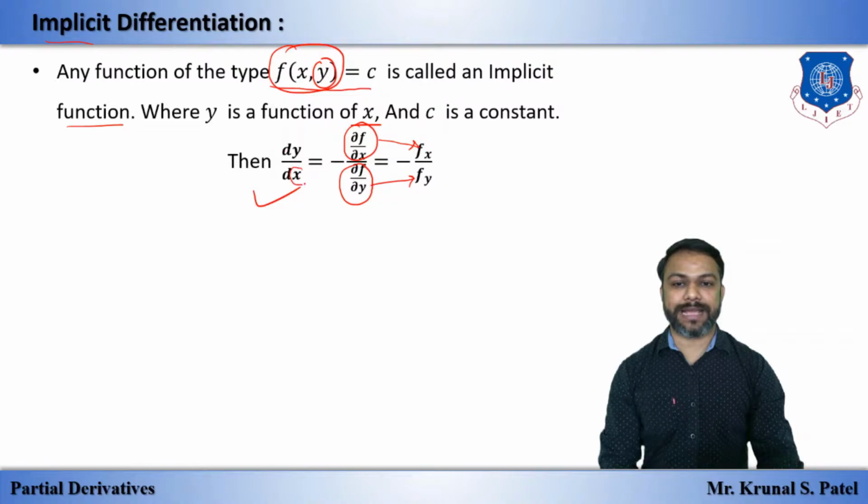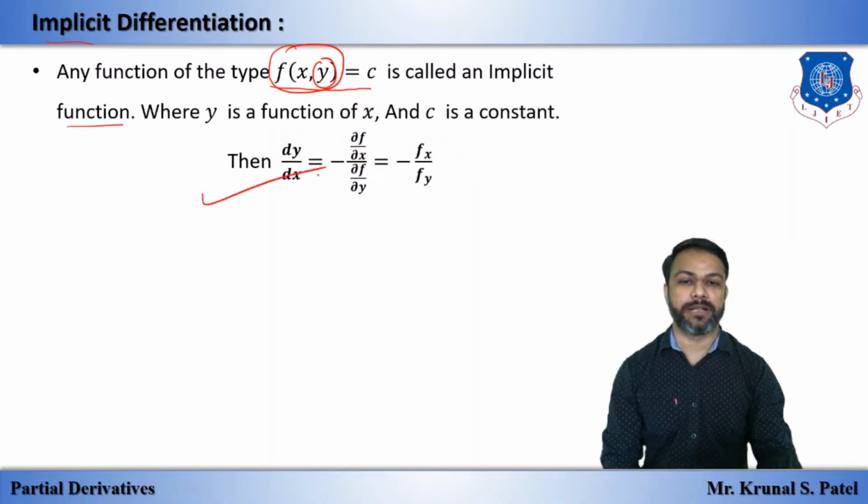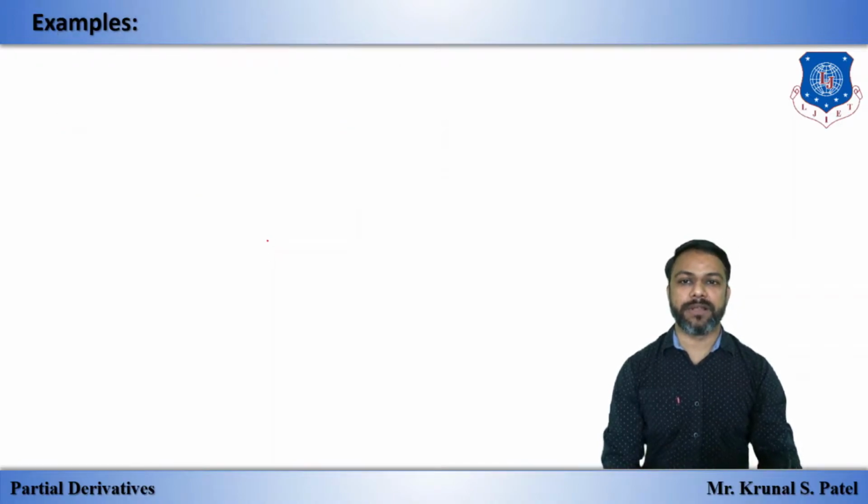That means x is in the denominator, so differentiation with respect to x goes in the numerator, and y is in the numerator, so differentiation of f with respect to y goes in the denominator. That means in the cross method. Okay, so this is the formula of dy by dx that you have to use in the example. So let's look at the example.